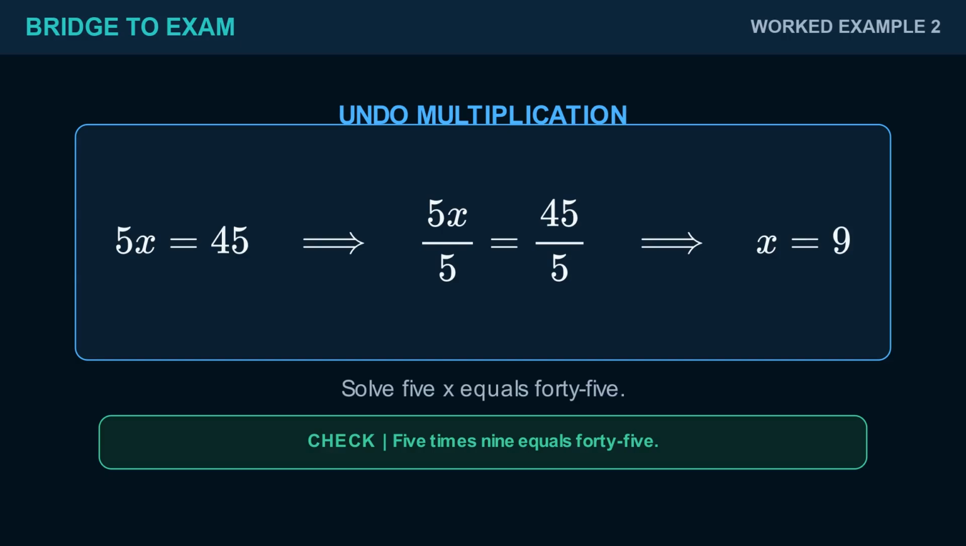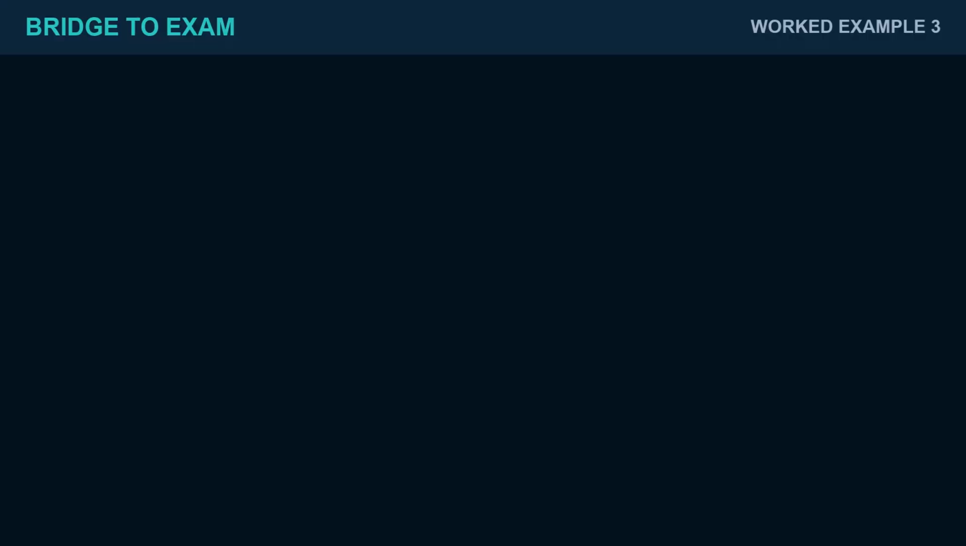Worked example 2. Solve 5x equals 45. Divide both sides by 5. The solution is x equals 9. Check. 5 times 9 equals 45.